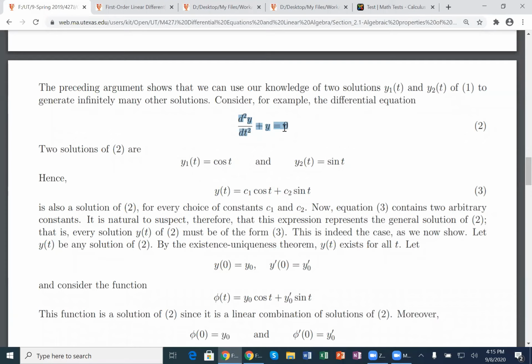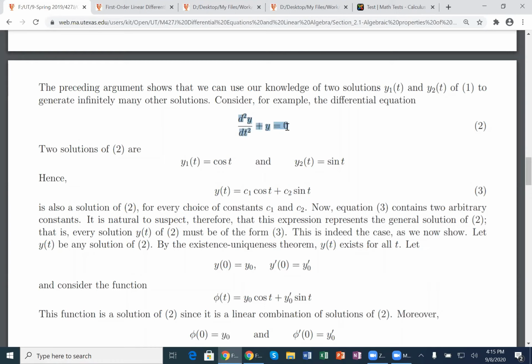Question is, suppose we have some second order linear homogeneous equation, and suppose we have two particular solutions. Is it always true that C1y1 plus C2y2 is the general solution? No, the answer is no. Here's a very simple example.